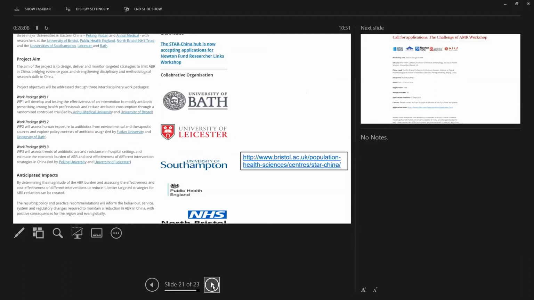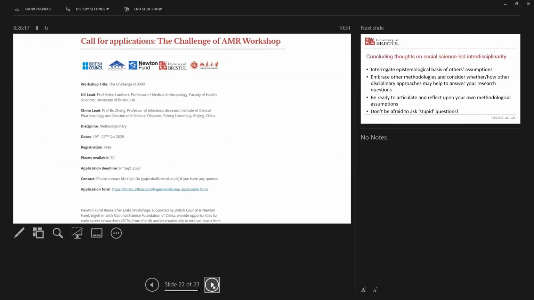And currently we also have Newton Fund Researcher Links workshop funding, and we're currently accepting applications for people to join the Challenge of AMR workshop, which will take place in October. So any of those PhD or postdoc students who already have some research experience and who have an interest in AMR in China would be most welcome to apply to join our workshop, which will be a joint UK-Chinese workshop over 4 days in October.